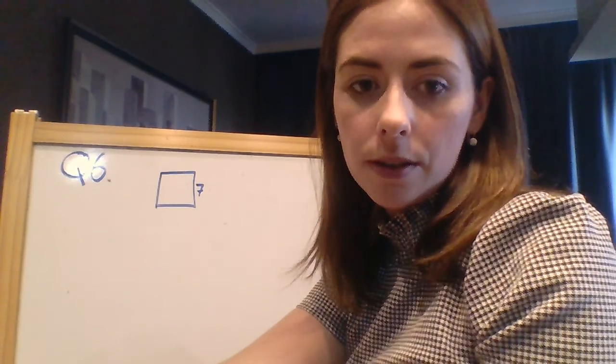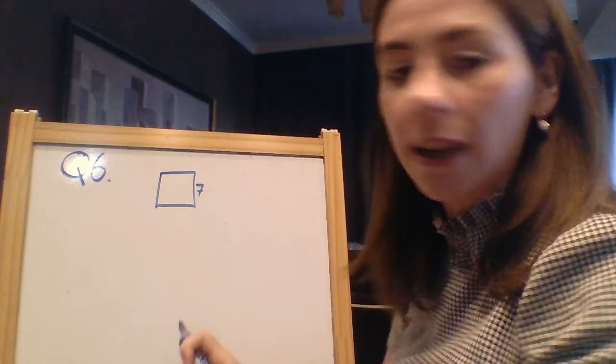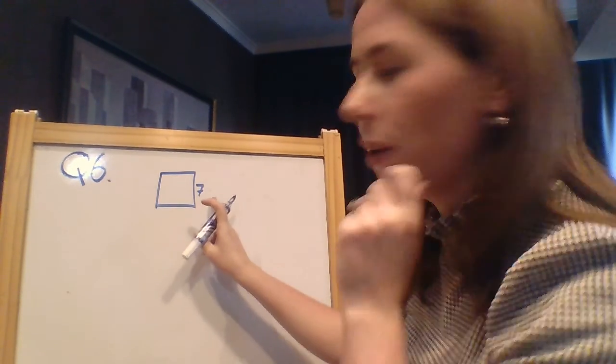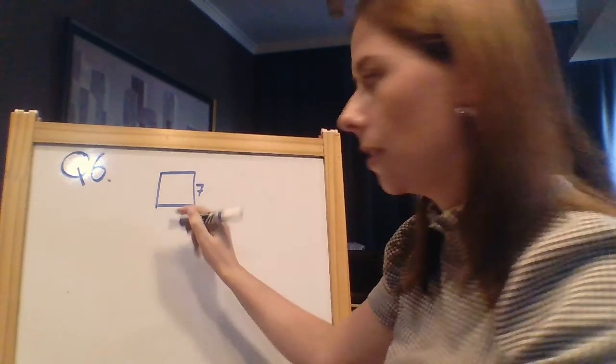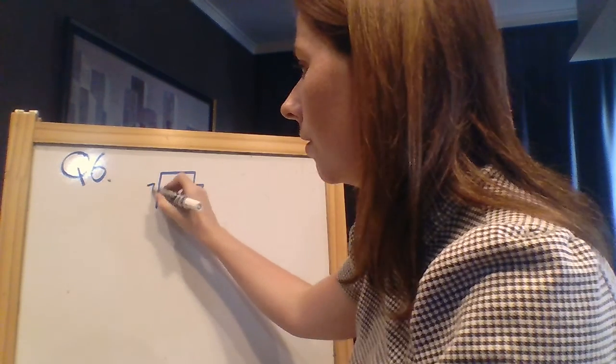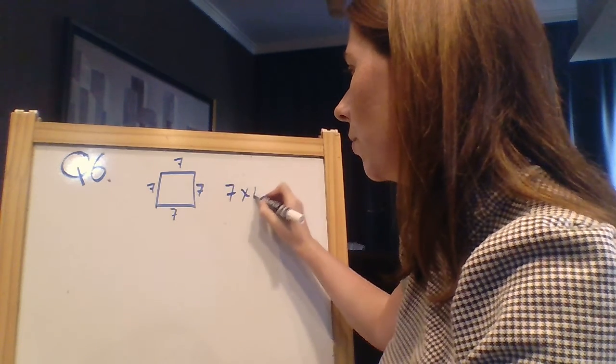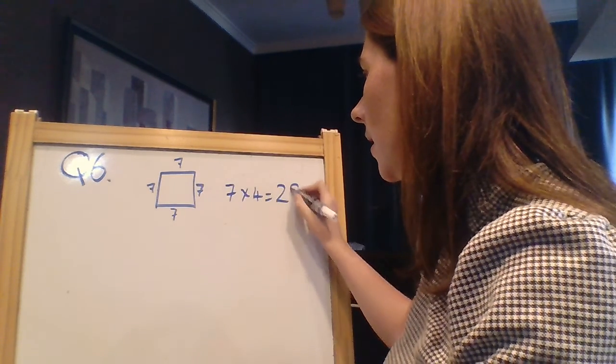Question 6 asked us, what's the perimeter of this square? So if I know the square, what do I know about a square and all of its sides? So I only know one of the sides, but I know a square has the same sides. Okay, so all of the sides are the same, and then I know that it's just 7 times 4, which is 28.